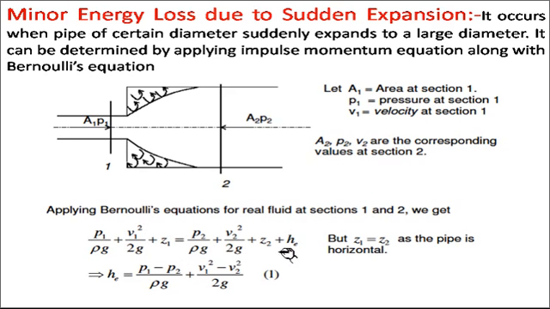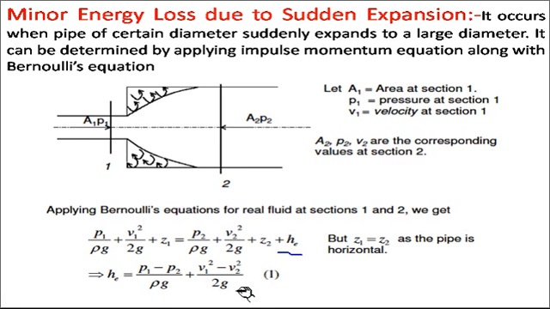Remember that He is the head loss due to the sudden expansion. Now as our pipe is horizontal, we can consider any horizontal line as a datum line. Therefore, the values of Z1 and Z2 are equal, so they will get cancelled. Now, calculating the value of He after putting Z1 and Z2 equal to 0, we have equation number 1. Equation number 1 gives He is equal to (P1 minus P2) upon gamma, as discussed earlier, rho g is nothing but gamma, plus (V1 square minus V2 square) upon 2g.